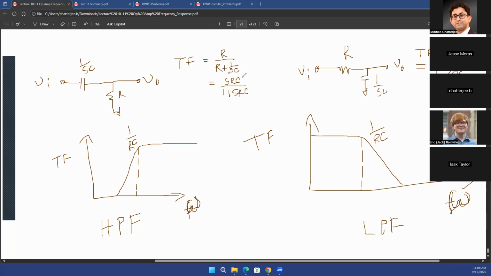See, this is a very small difference. In this case, your numerator has SRC. In this case, your numerator is 1. The denominator is same in both cases. But one results in a high-pass filter, the other one results in a low-pass filter.